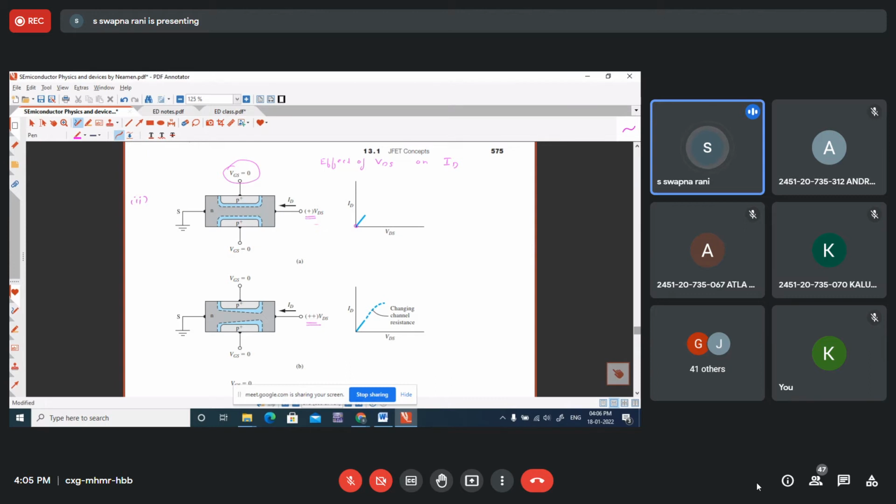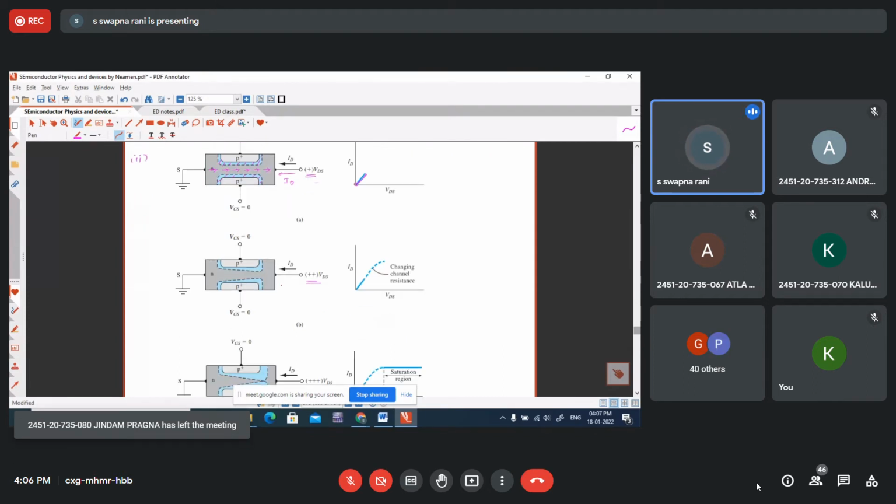Okay. Now a small positive VDS is applied. VGS is 0. Therefore, these are the widths of the depletion regions which are formed initially at the time of construction. Therefore, the charge carriers start flowing from source to drain, resulting in a current called drain current ID. As I said, current increases linearly with VDS because the width of the channel is not changing here. So the channel acts like a constant resistance. Therefore, current increases linearly with VDS.